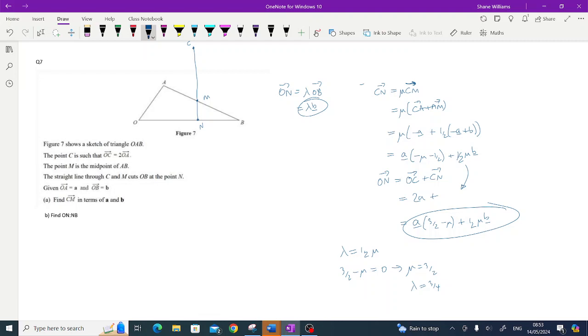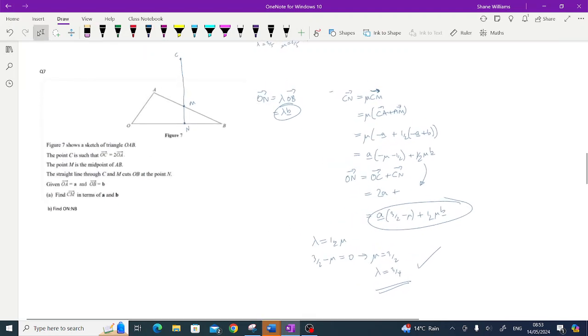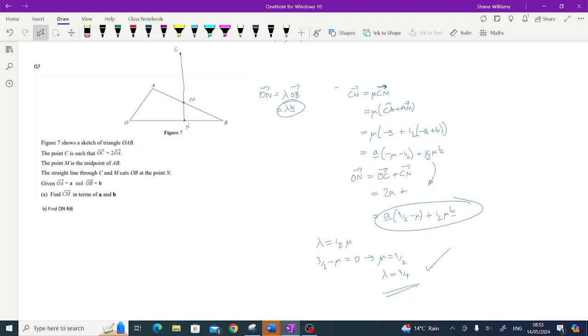So apparently CN is 3 over 2 lots of CM, so it's 1.5 lots of that, so it's an extra 50% of the way along. And apparently N is 3/4 of the way from O to B. That looks about right. I would have perhaps expected it to be 4/3, but unless I've made an error, which I don't think I have there, those answers don't seem crazy. And there's one more of these on the sheet which you could have a go at below.